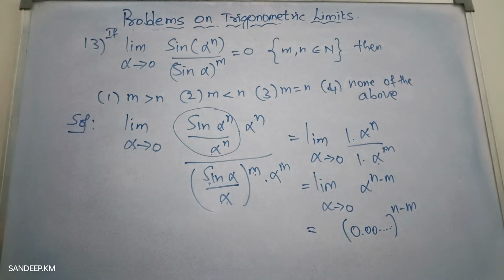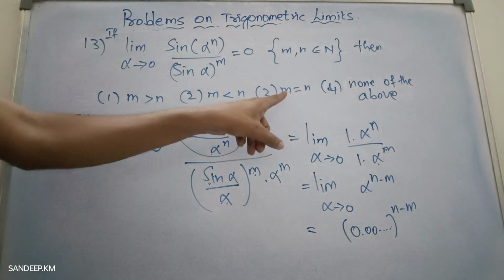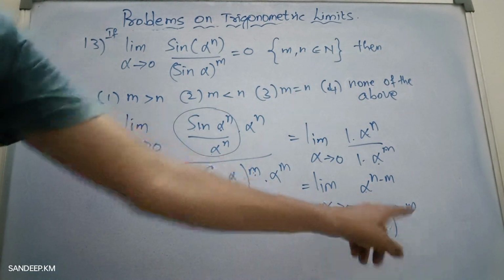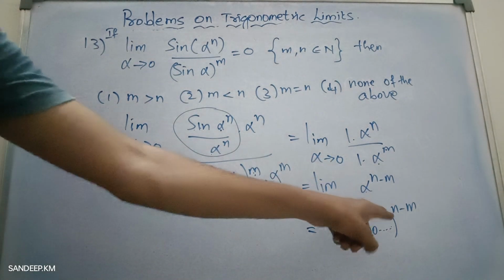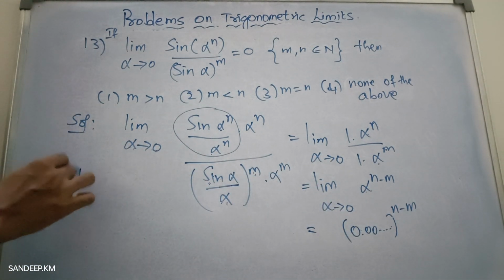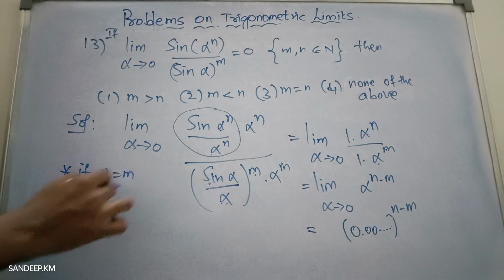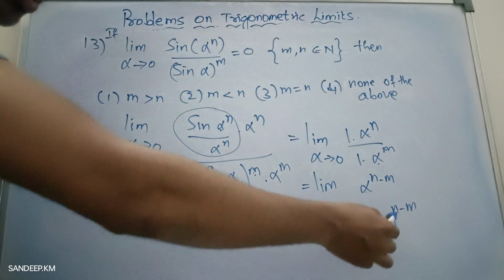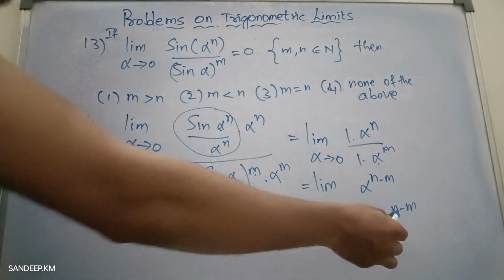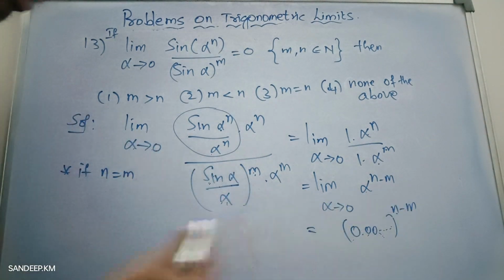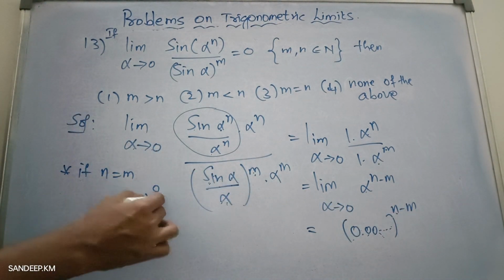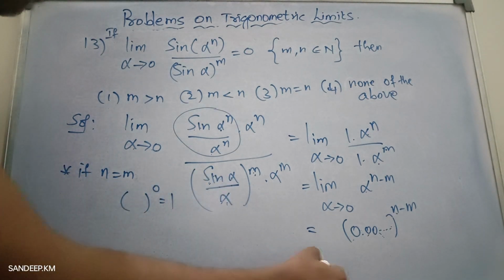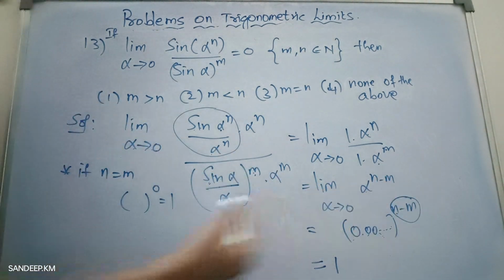Now there are three possibilities. First of all, if m and n both are the same, what happens? N minus m will become 0, correct or not? The power will become 0 now. If n is equal to m, then what I will get is 0.0000 and so on, power 0. Power exactly 0 because n and m are the same. So some number power 0, you will get 1 as the answer. So the answer will become 1 if the power is equal to 0.